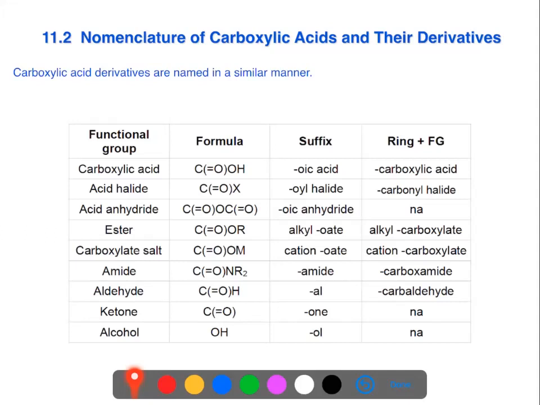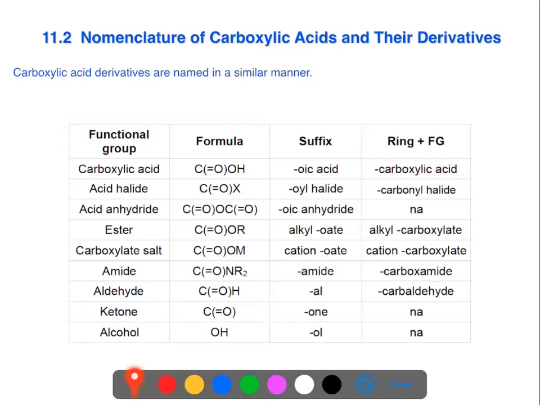Now, the naming of carboxylic acid derivatives is very similar to how we name carboxylic acids. And what I've shown here is a table that I produced that allows you to see how the suffix changes as we go from one carboxylic acid derivative to another. As well, how do we deal with the naming of carboxylic acid derivatives when that functional group is attached to a ring system? And so as we just saw, with carboxylic acids, we replace the suffix E with oic acid. And the ring system, if we have a ring attached to the carboxy group, we name the ring and add carboxylic acid to it.